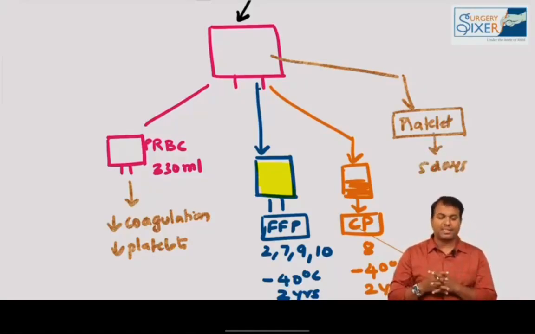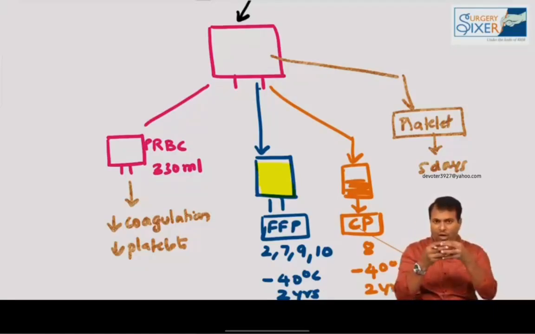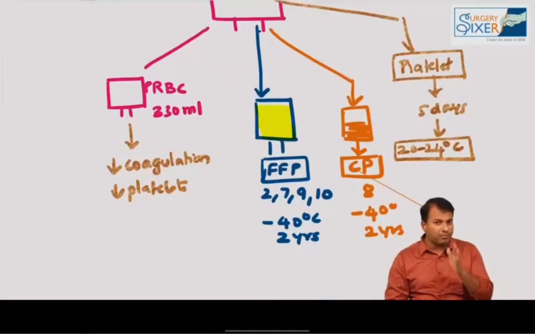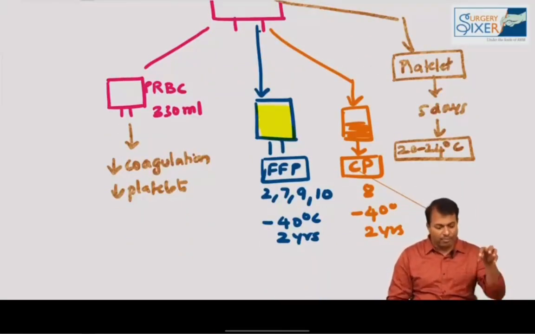After taking the platelets, they are kept on an agitator, continuously shaking like this. Otherwise, what will happen? The platelets will get conglomerated. So we keep them on an agitator so that the platelets do not get attached to each other. They are stored at room temperature, 20 to 24 degrees centigrade. We have to use the platelets within 5 days of forming them.